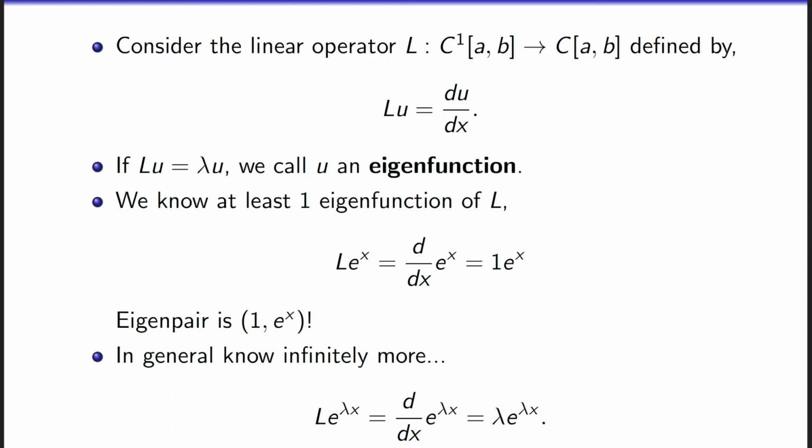This is a really interesting difference from matrices. A matrix only had a finite number of eigenvalues, as many as the matrix had rows. Whereas for this differential operator, we have just found an infinite number of eigenvalues and eigenvectors.